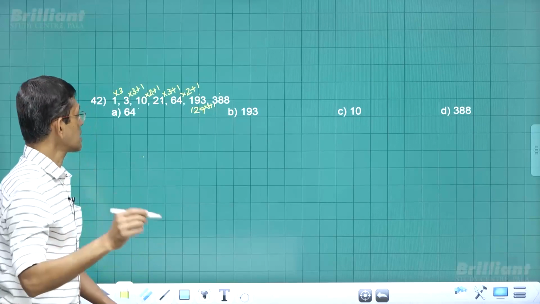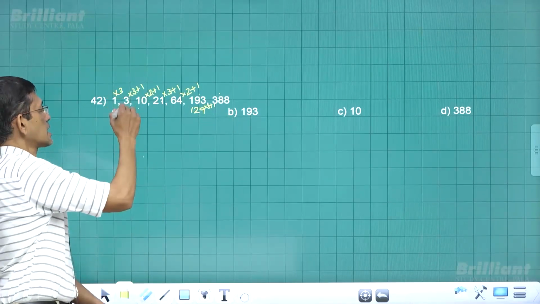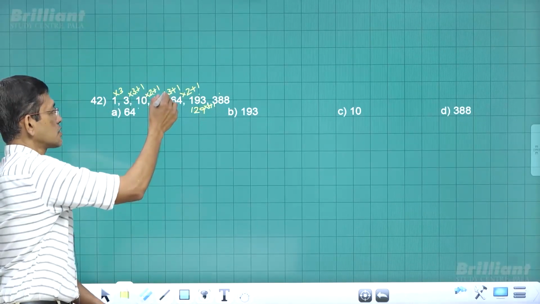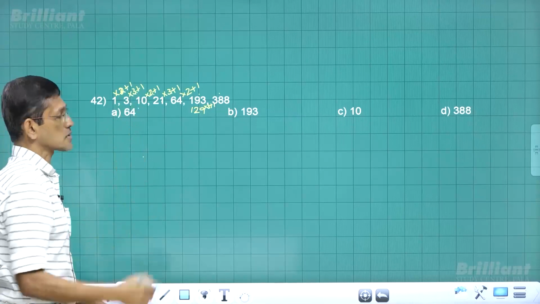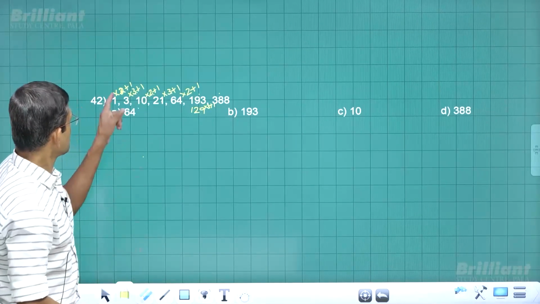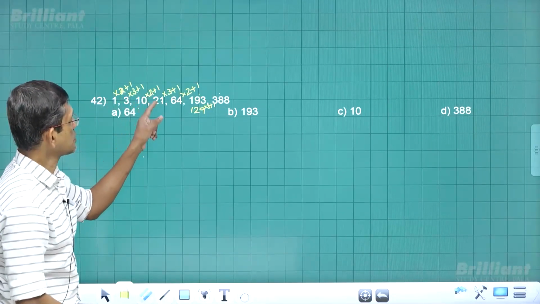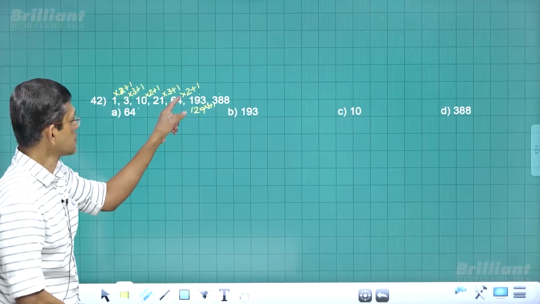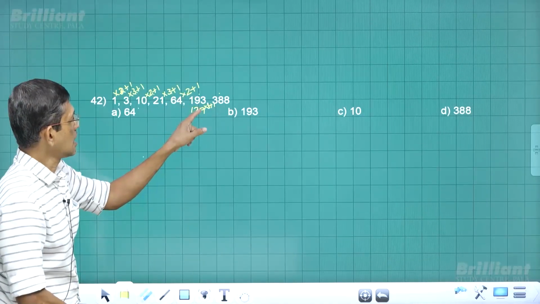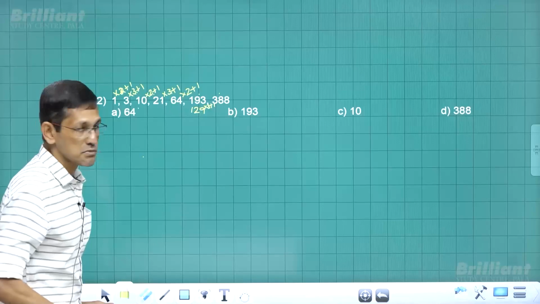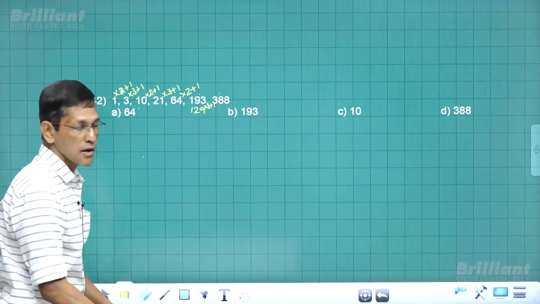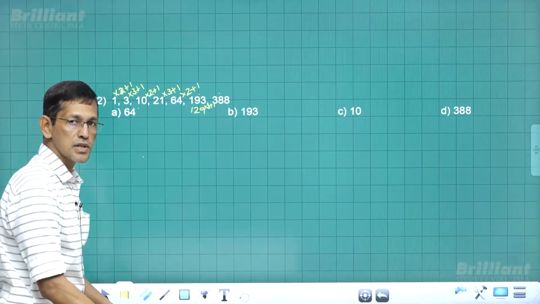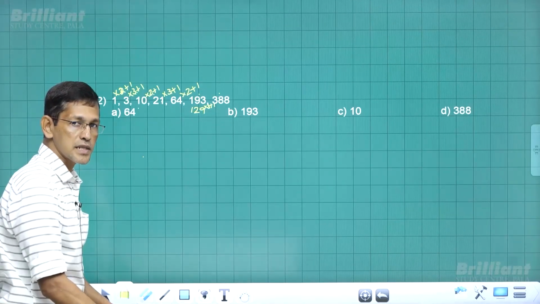Okay, before we complete that, is it possible to get the same pattern here? Into 2 plus 1, into 3 plus 1. How about 1 into 2? 1 into 2 is 2. 2 plus 1 is 3. Okay, so that is possible. Into 2 plus 1, into 3 plus 1. Into 2 plus 1, into 3 plus 1. Here it's 64 into 2 plus 1, 129. So 129 into 3 plus 1. Seems like the pattern is good. So 129 into 3. 100 into 3, 300. 29 into 3, 87.